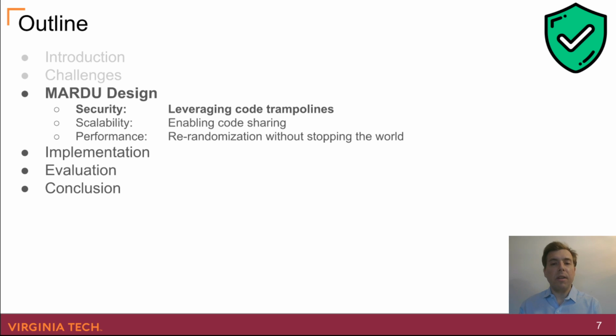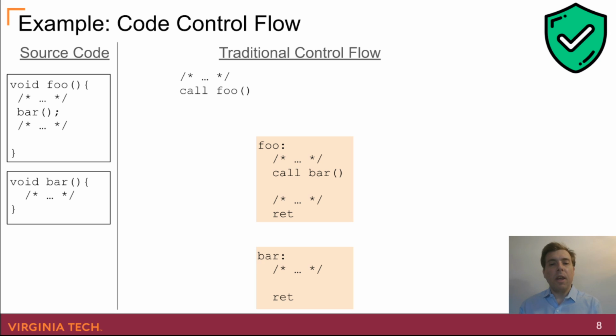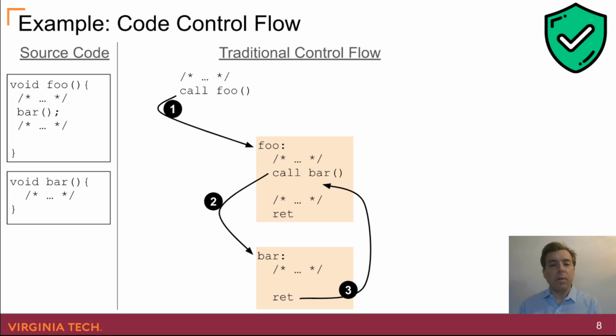So we'll now present the design of MARDU, and first we'll go over what code trampolines are and how MARDU leverages them to achieve security. In a traditional control flow, when a function is called, like foo or bar, a return address is saved and the control flow jumps directly to the function body. At the end of a function, we use the saved return address to get back to the previous call site. This traditional control flow exposes the return addresses on the stack to being corrupted by vulnerabilities such as buffer overflows.